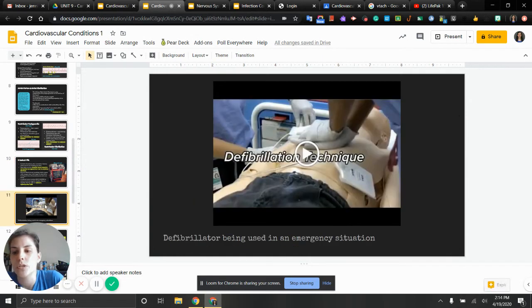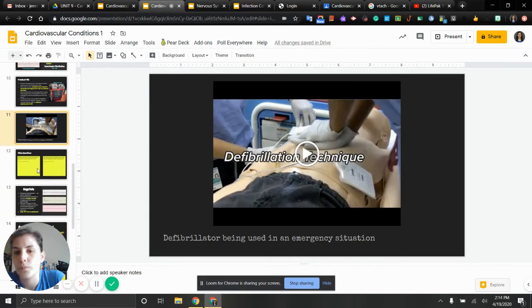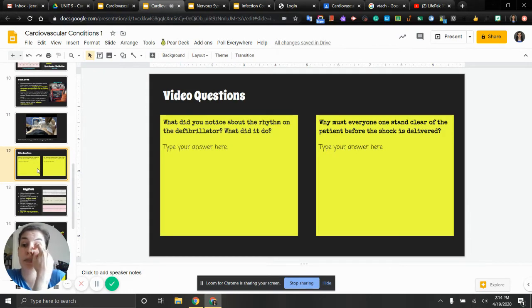Okay. So this next video shows a defibrillator being used. This is obviously a dummy. So then you have some questions about that. You can actually see the rhythm on the monitor, and they tell you the first rhythm, but if you can kind of guess it before, it'd be kind of cool. And then just another question there, so we'll keep going.